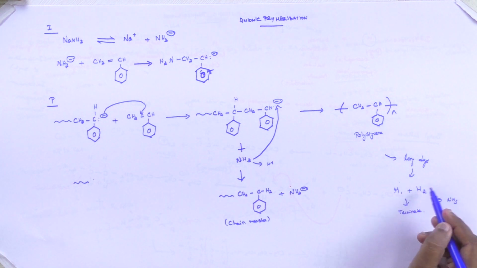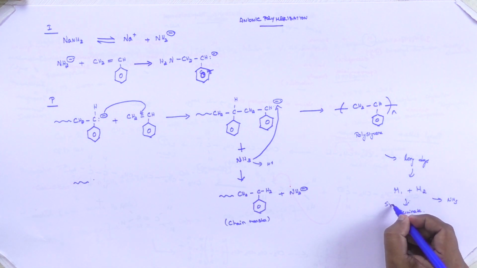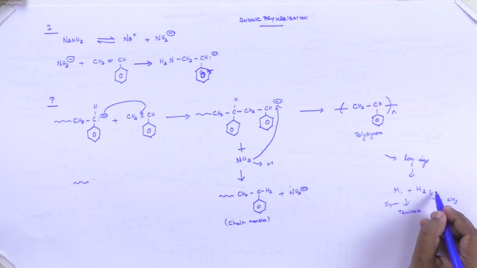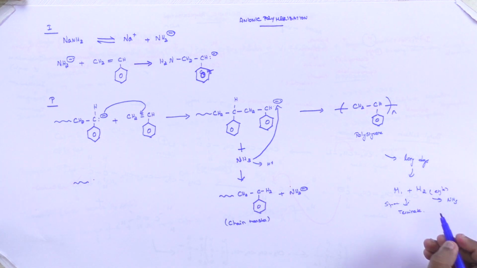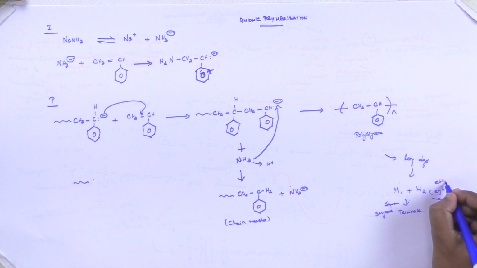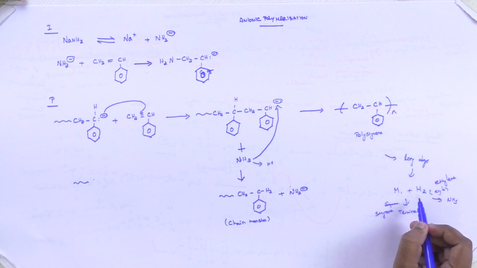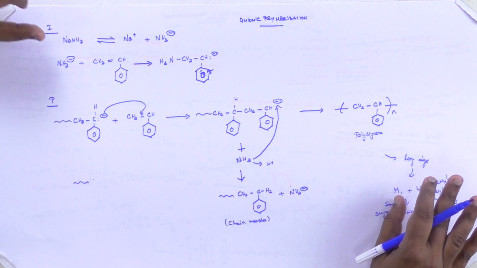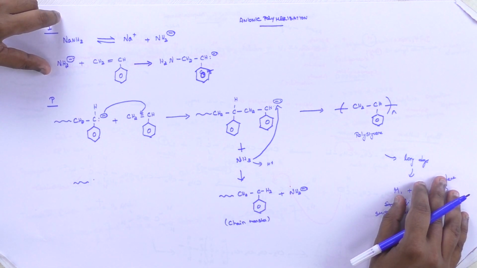So with some monomers, like styrene, usually you add ethylene. The monomer will be added to terminate the reaction. So if styrene is taken, you can add ethylene monomer to terminate the reaction. So this is how anionic polymerization proceeds.